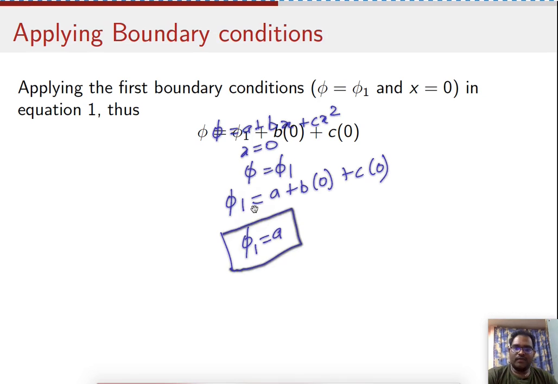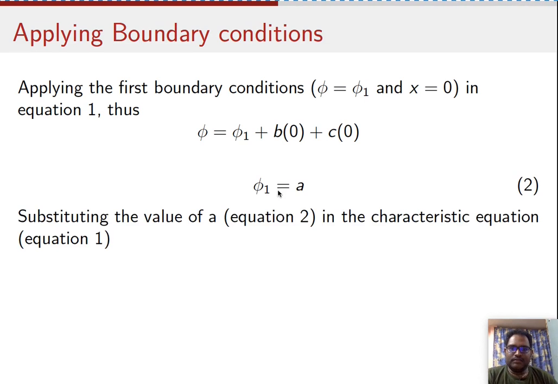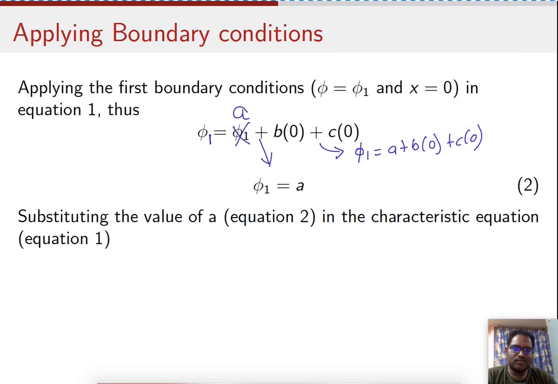So this is what we are trying to do in this particular step. We have substituted all the boundary conditions. Just a small correction over here: this particular value is actually a, and this is phi 1. So now you will have phi 1 is equal to a. The typo error is basically phi 1 is equal to a plus b into 0 plus c into 0. So this value will cancel off, this value will cancel off, and the only remaining term is this.